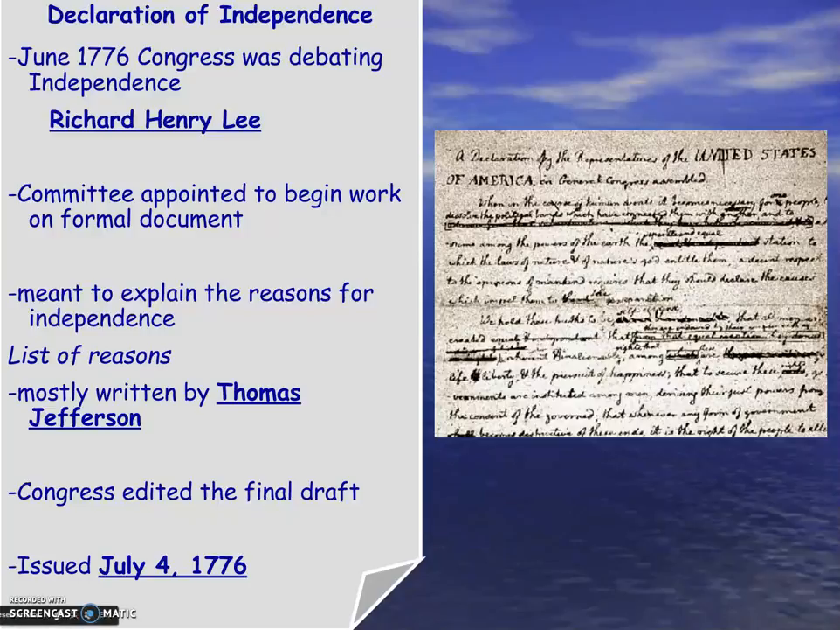Now, after Thomas Jefferson and his committee go through and write this document, it's going to be edited by Congress, which Thomas Jefferson wasn't really happy about, and it's finally going to be issued on what is now our Independence Day, July 4th, 1776.